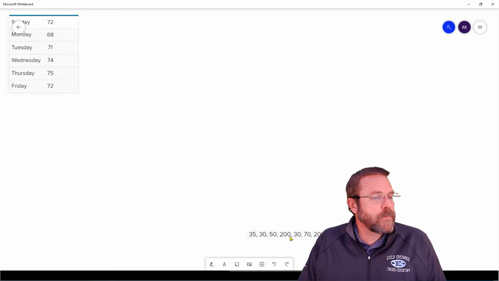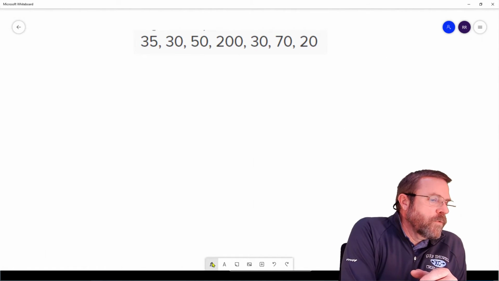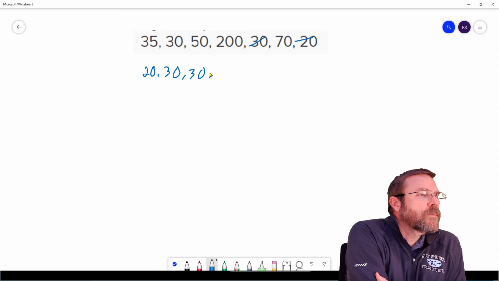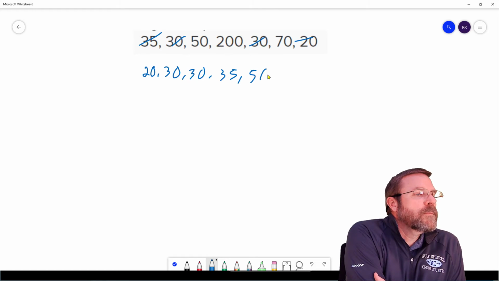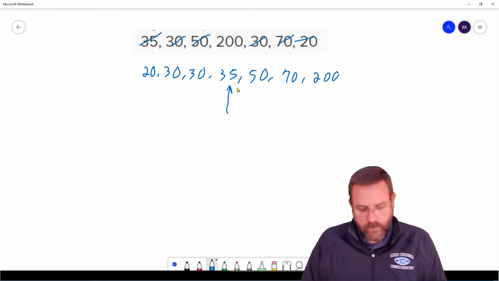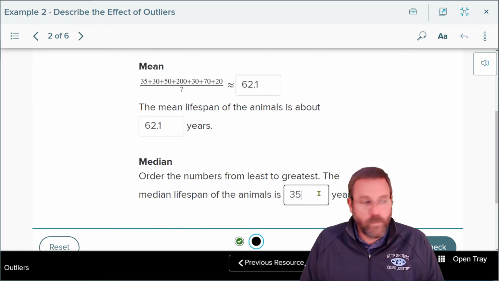Give me a second here. There we go. That means we're going to start with that poor short lifespan critter that only lives 20 years. And then we have a 30. And we have another 30. And we have a 35. And we have a 50. And we have a 70. And we have a 200. So we have 1, 2, 3, 4, 5, 6, 7. That means that our median score is going to be 35.